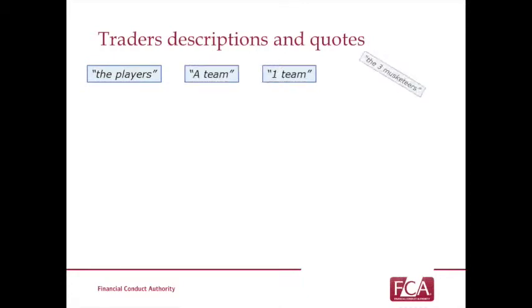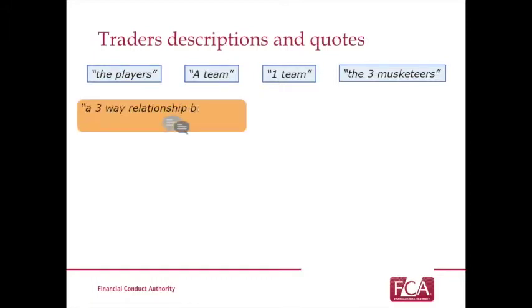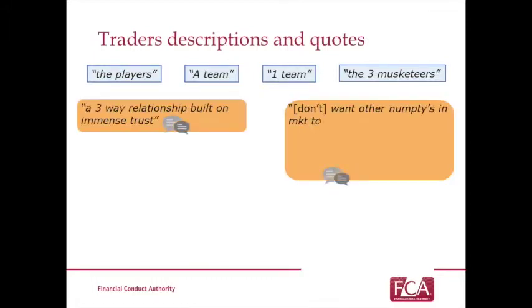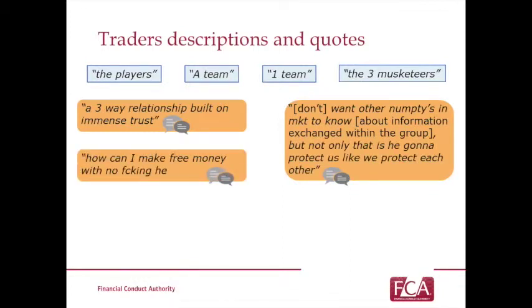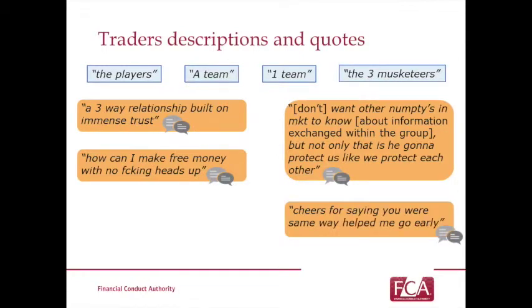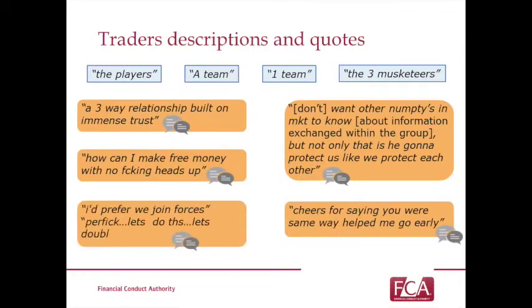Have a look at the blue boxes, which are some of the names the traders used to describe themselves: the players, A team, one team, and the three musketeers. Then look at the yellow boxes and how the members of the chat rooms described how they operated. A three-way relationship built on immense trust. Don't want other numpties in the market to know, but not only that, is he going to protect us like we protect each other? How can I make free money with no f***ing heads up? Cheers for saying you were same way, helped me go early. I'd prefer we join forces. Perfect, let's do this, let's double team 'em.